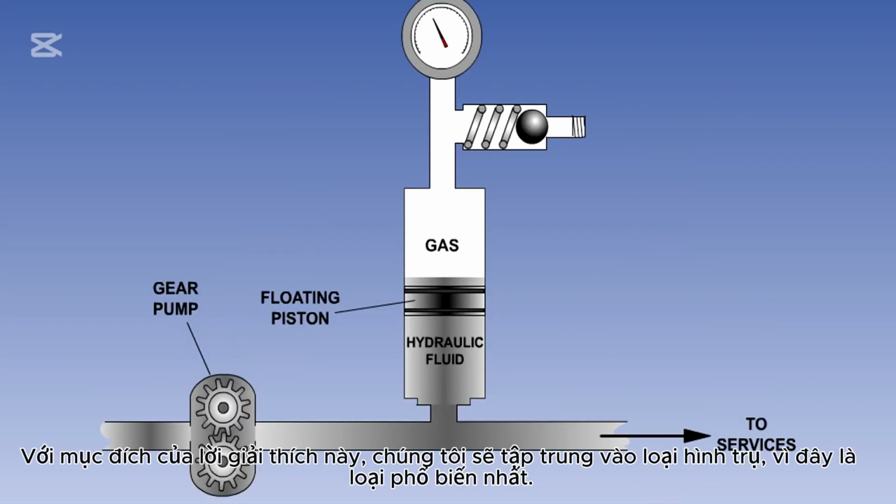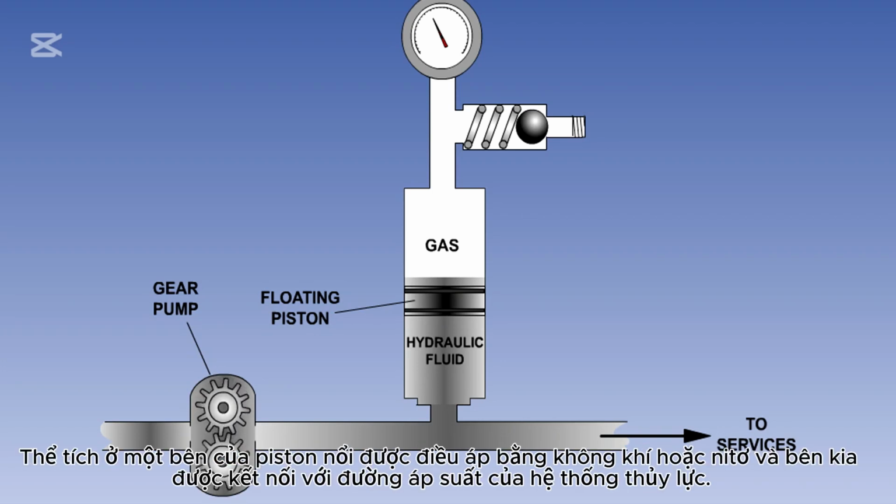For the purpose of this explanation, we will concentrate on the cylindrical type, as this is the most common of all. The volume on one side of the floating piston is pressurized with air or nitrogen, and the other is connected to the hydraulic system pressure line.